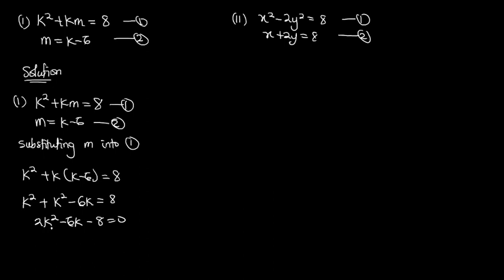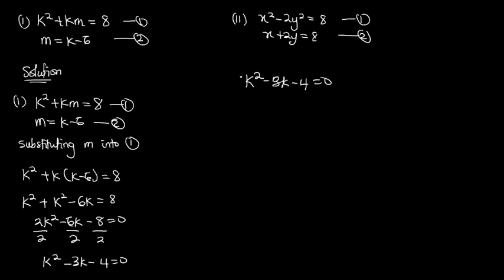So over here, I have a quadratic equation, but I can see that these terms can be divided. So I divide both sides by 2 to simplify it. So I'm going to have k squared minus 3k minus 4 is equal to 0. So this becomes my quadratic equation that I'm going to factorize. So let me rewrite that here. k squared minus 3k minus 4 is equal to 0.